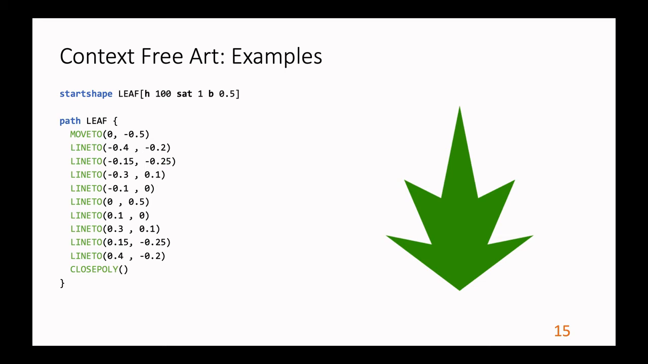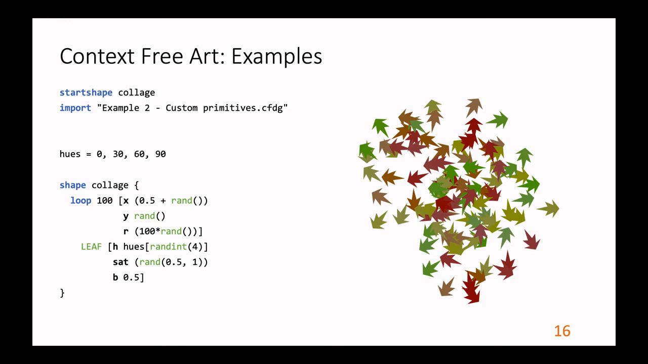Now, Context Free Art goes a little bit beyond grammars and lets us use some controls and structures. So, for example, we can have loops, conditionals, and also functions. In this example, you can see that we use a loop to draw 100 leaves and a predefined function, random, to randomly position all these leaves in the canvas. And there are also units. Every grammar definition is like a unit from which we can import our elements. Here, for example, I'm importing the primitive from the previous example.